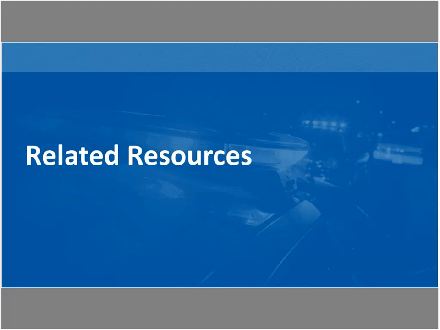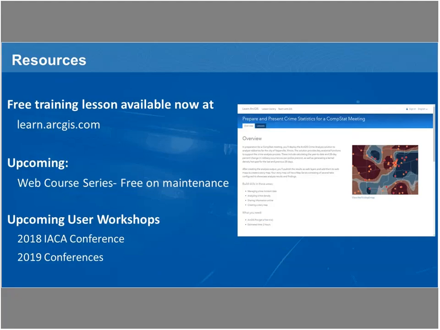Just a couple of really quick things. I know we're running out of time, but we already have a free training lesson on part of the functionality for the crime analysis toolbar. You'll find it at learn.arcgis.com. It's a free training lesson called Prepare and Present Crime Statistics for a CompStat meeting. You can use that today and learn a little bit about the crime analysis toolbar and how to apply it in a workflow.